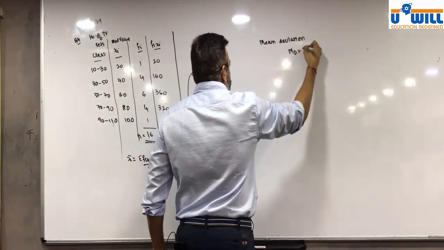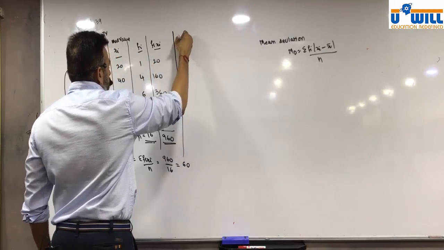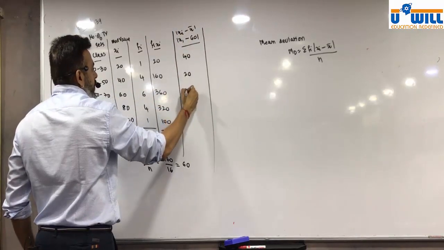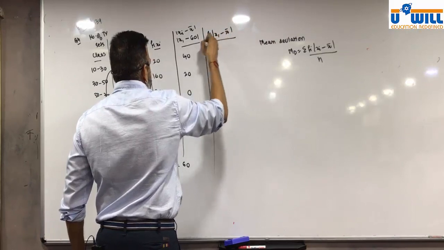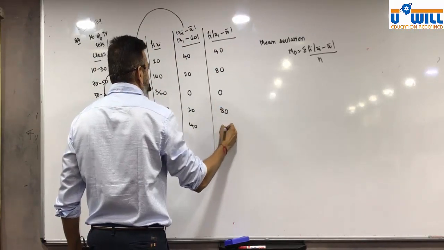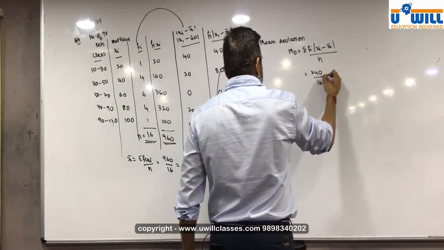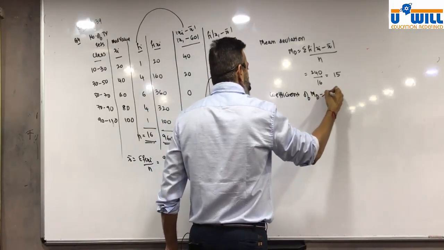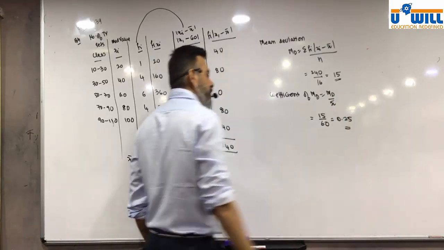Now, we write the formula. Mean deviation is equal to sigma fi modulus xi minus x bar upon n. So the next column is modulus xi minus x bar. The mean is 60, so modulus xi minus x bar is 40, 20, 0, 20, 40. Now fi into modulus xi minus x bar, so it will be this into this: 40, 80, 0, 80, 40, total 240. So mean deviation is equal to 240 upon 16, which is 15. Now coefficient of mean deviation is equal to mean deviation upon mean, which is equal to 0.25.